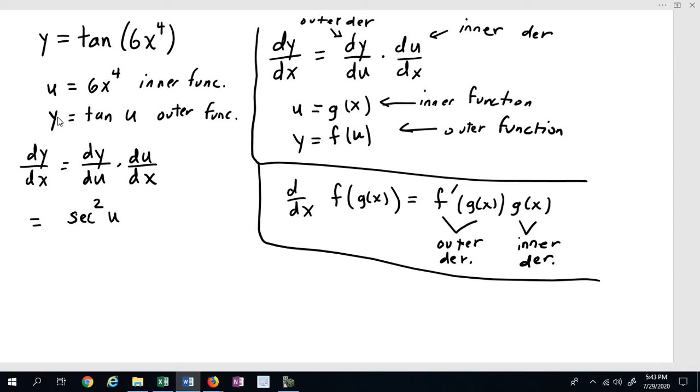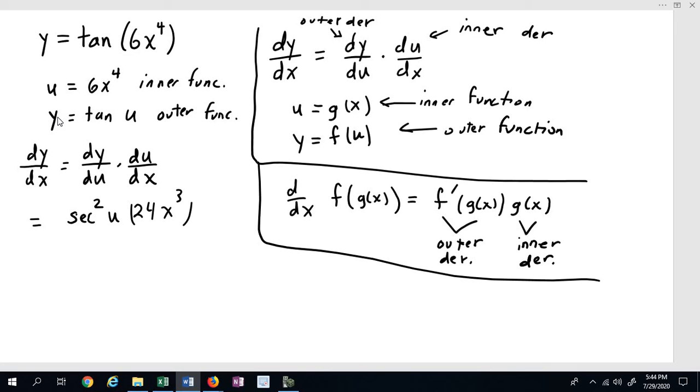First of all, the constant comes outside the derivative operator, so the 6 is going to remain in front. And then using the power rule, you can take the derivative of x to the 4th, and you get 4x cubed times the 6. In other words, 24x cubed. Okay? So that's the derivative of u with respect to x.